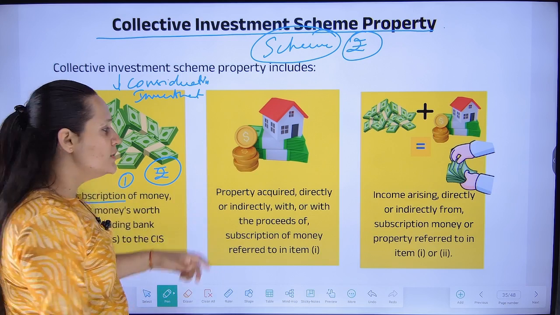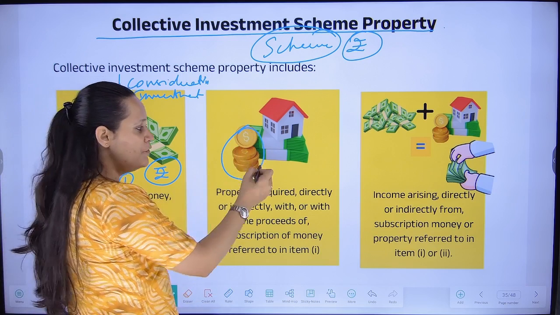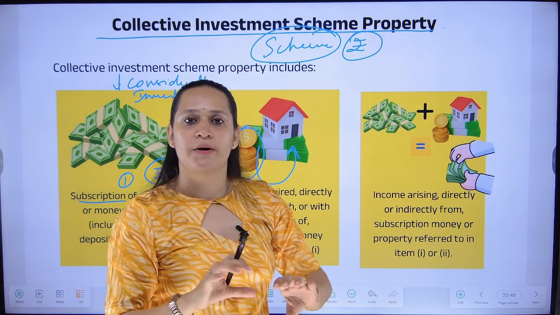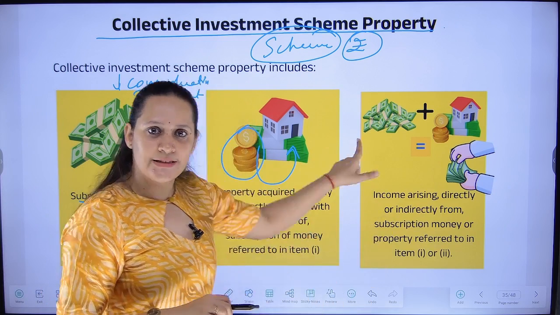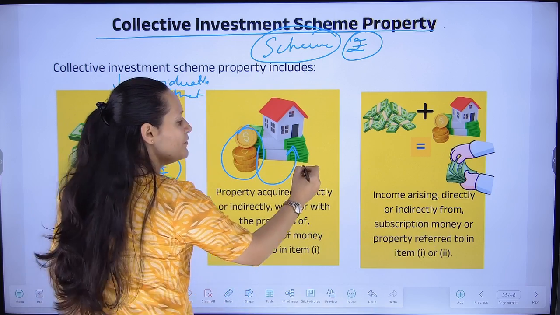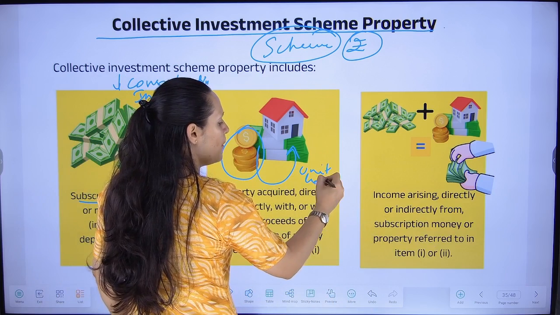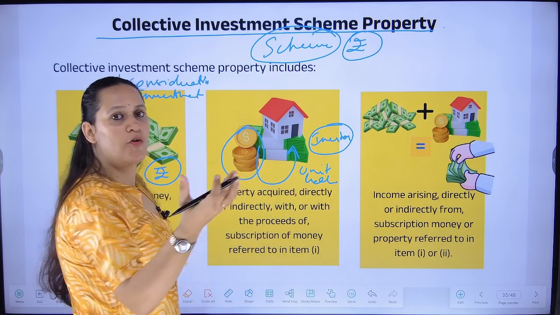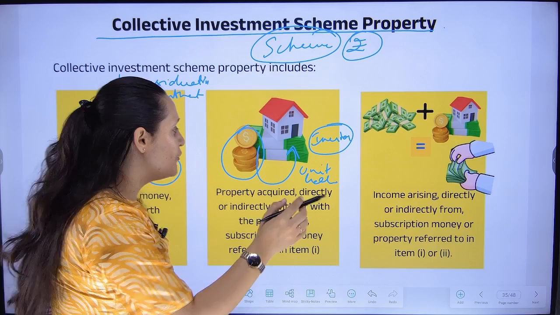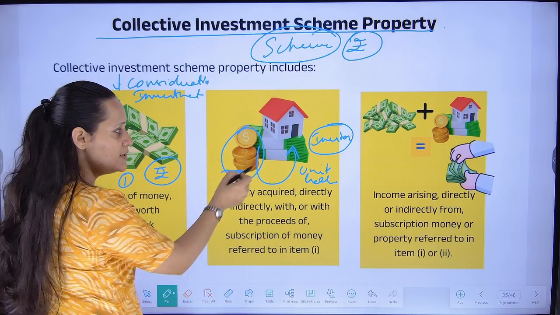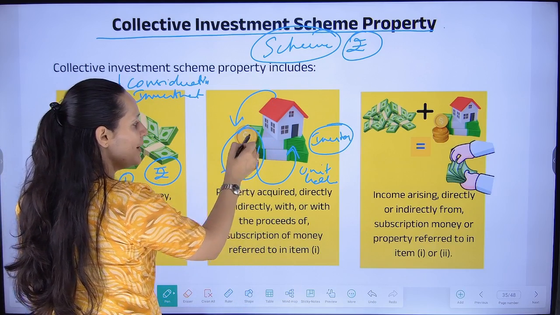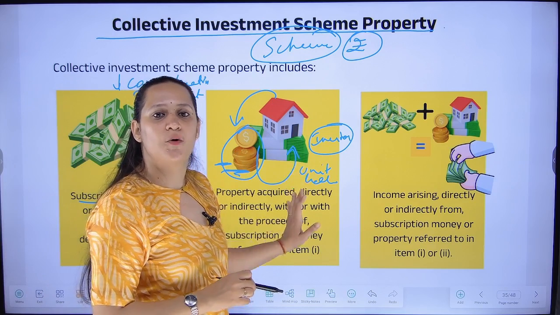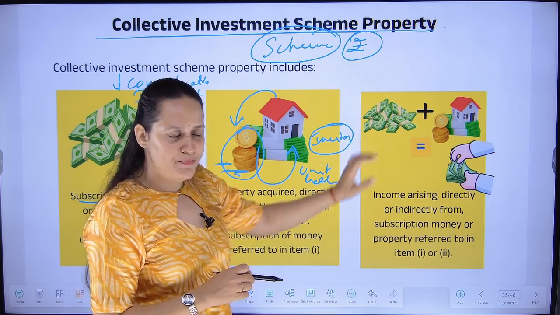Second, using the money that we have collected, if we are going to buy some kind of property, that property will not become the property of the launcher of the scheme. It is the property of the scheme. It is the property of every unit holder. It is the property of every investor. It cannot be the property of the person who has launched the scheme, because you have utilized the money given by the investors. The property bought using the money of the investors, all such properties are going to be treated as the properties of the collective investment scheme.